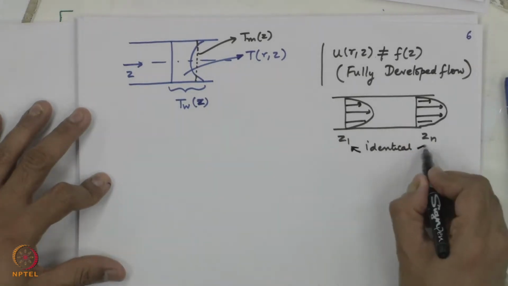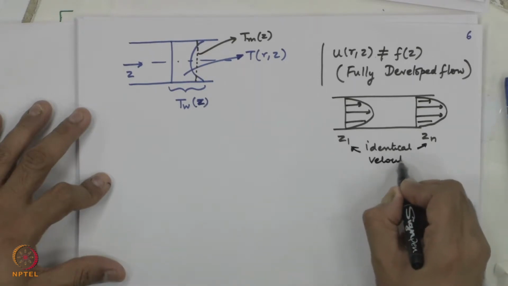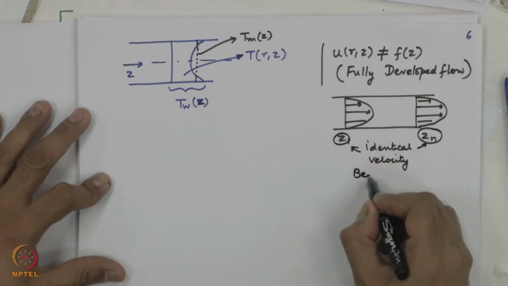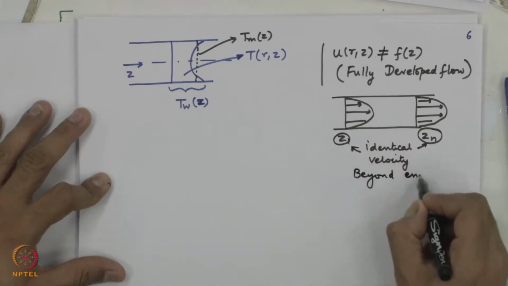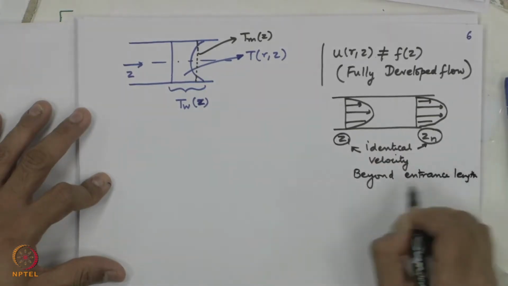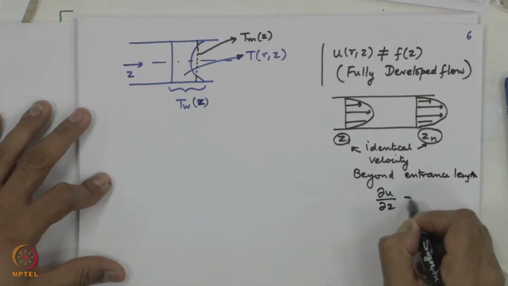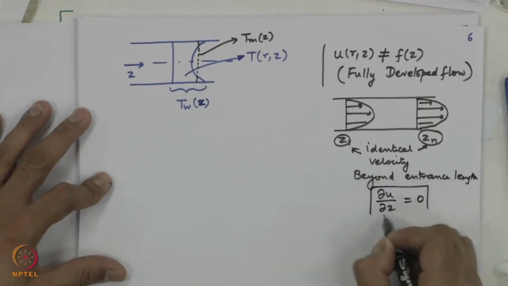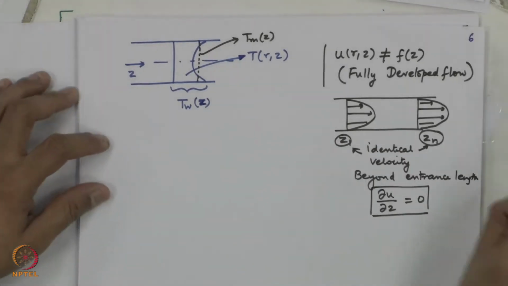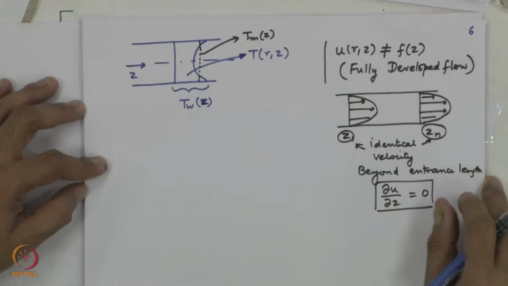The profiles of velocity at any two arbitrary z location beyond hydrodynamic entrance length, that is when your flow is fully developed, the profiles are identical. So du by dz is 0. This is extremely useful in simplifying our governing equations.